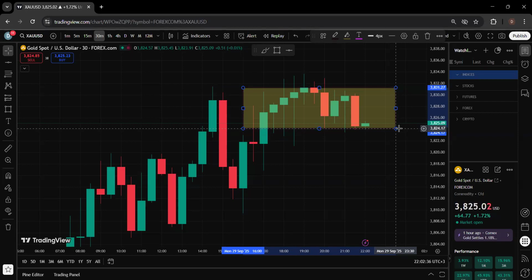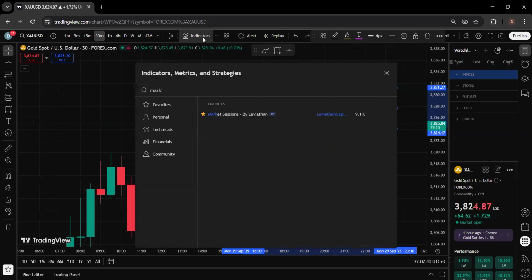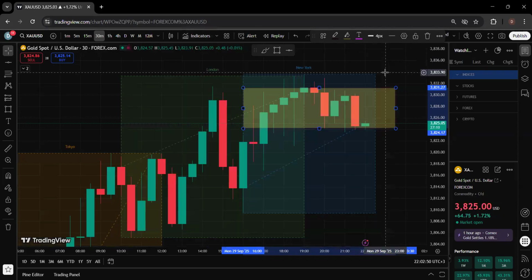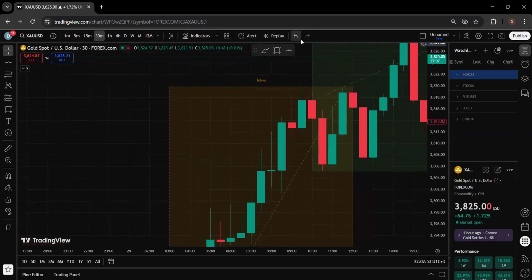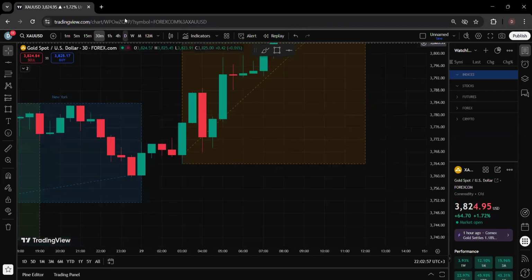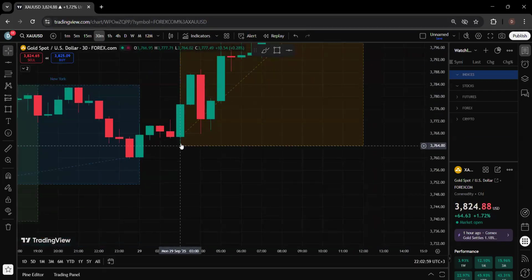Please go to your TradingView and search for market sessions. For the guys in the diaspora, search for the market session by Leviathan. I'll send it in the groups. Look at when the market opens. For instance, according to Kenyan time, the market opened at around 3 a.m. So in the USA, I think this is around 8 p.m. your time.